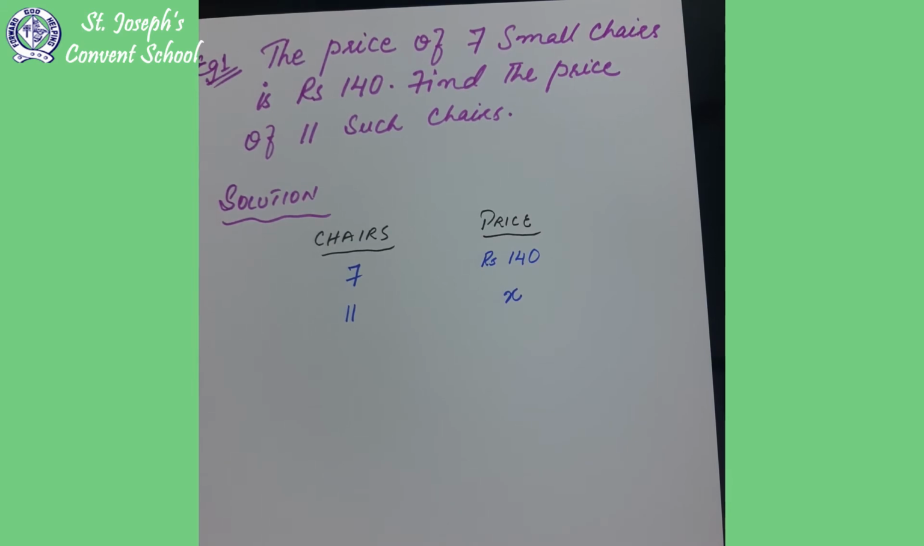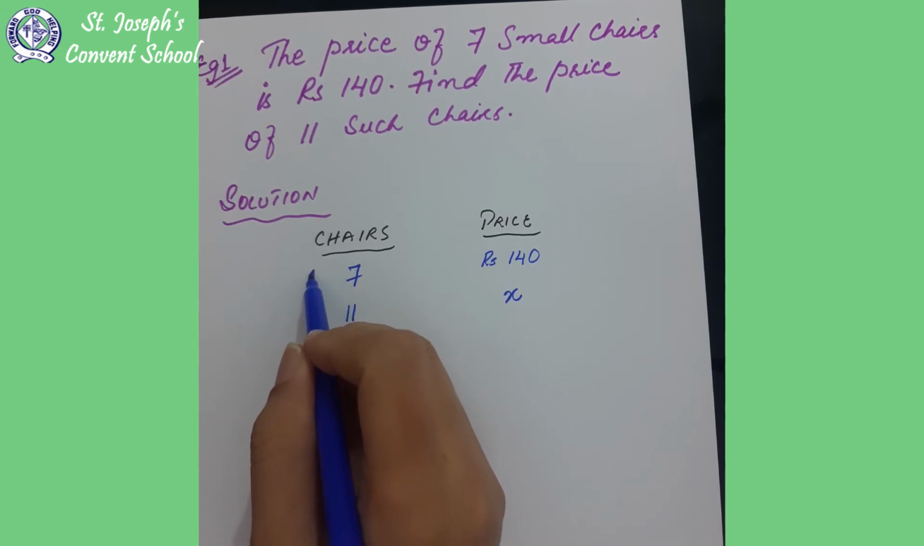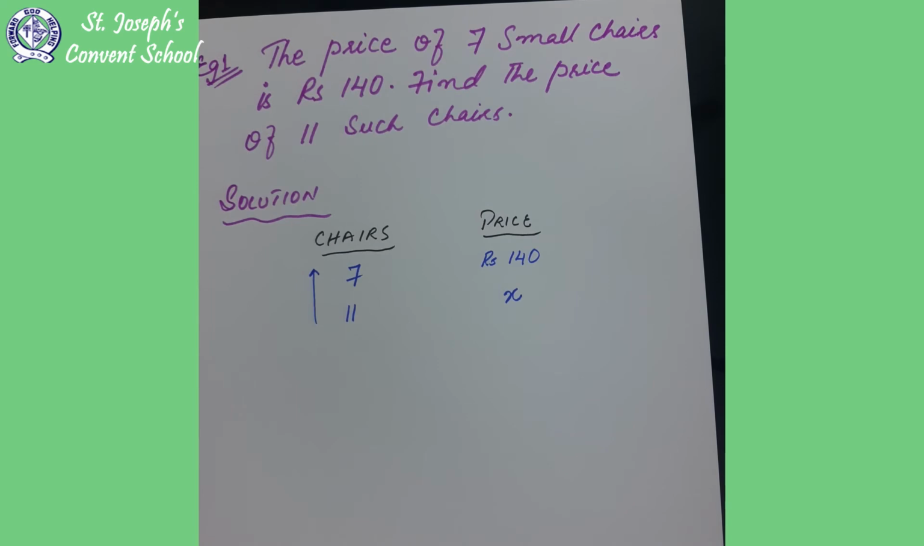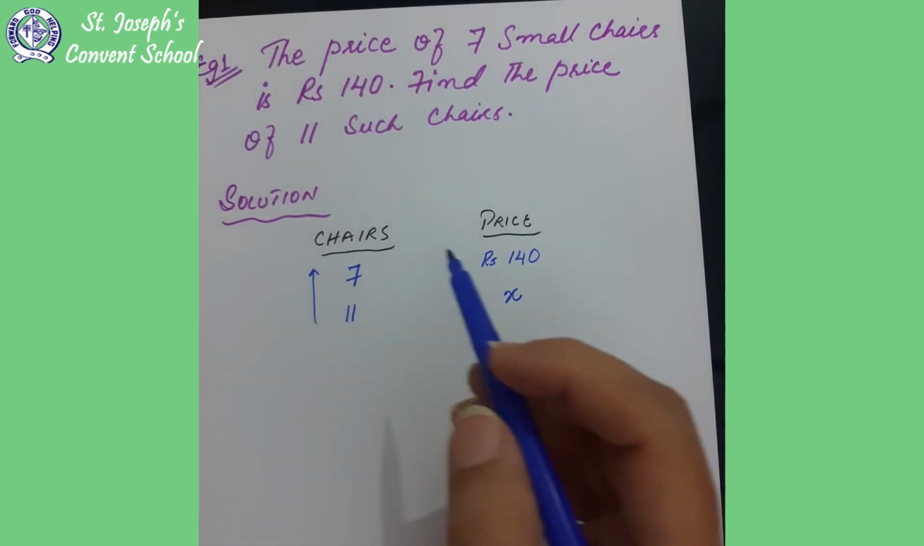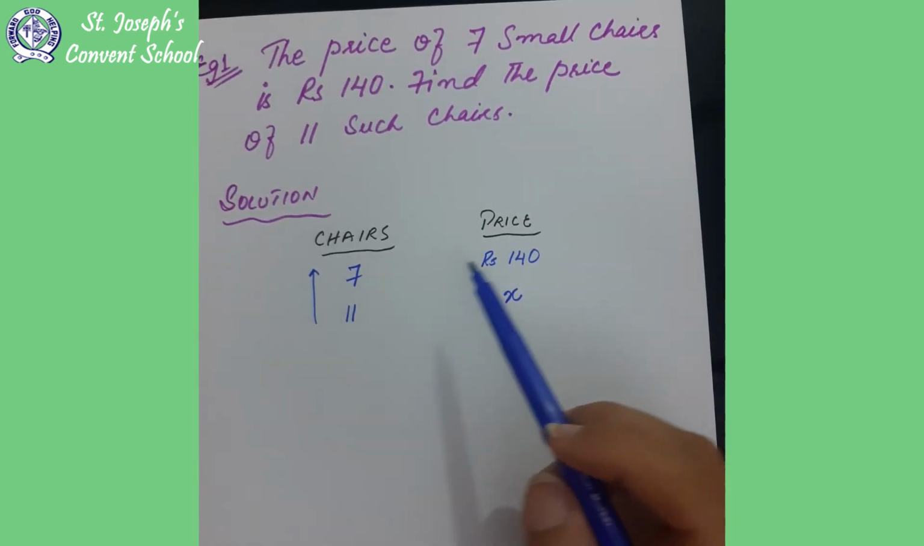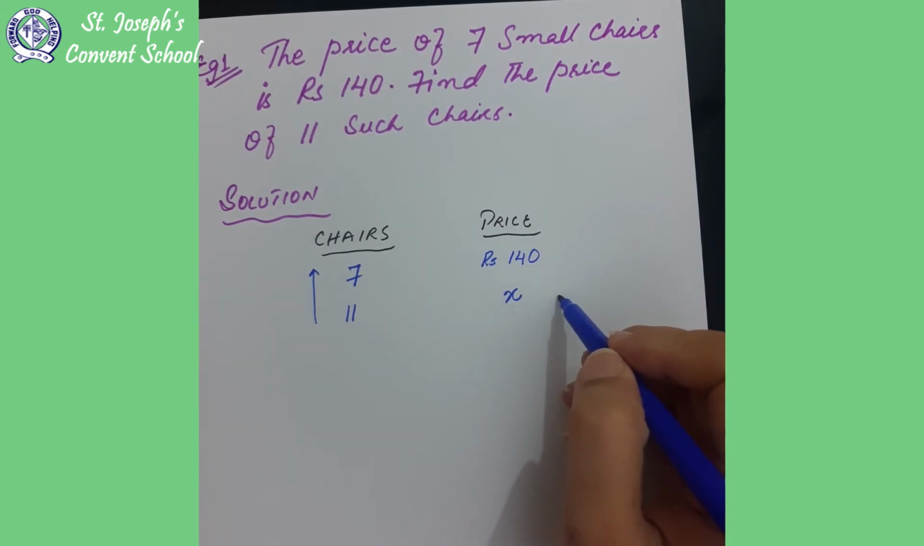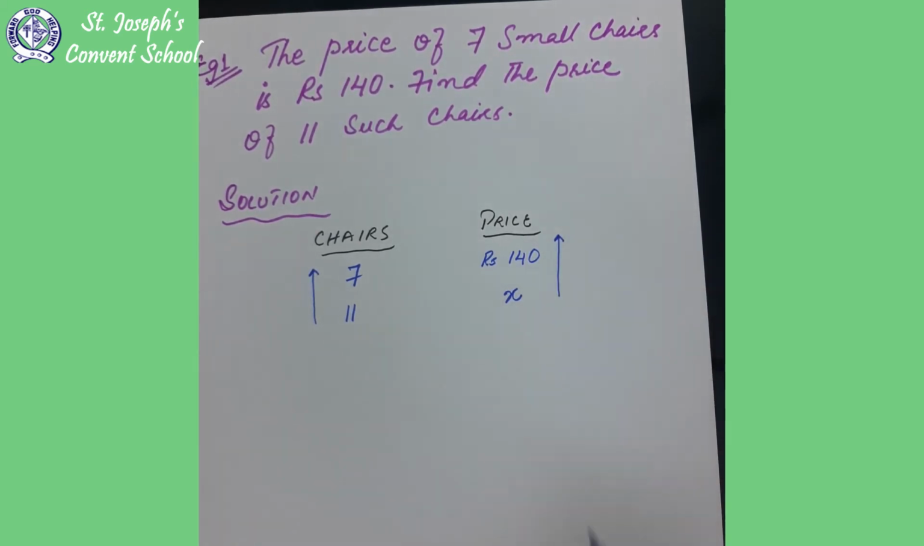Now in this case you can see that there were 7 chairs and here it is increased. 7 is increased and it is now 11. So increase means you will make an arrow in the upward direction. This arrow is for increasing. There were 7 chairs, now there are 11 chairs, so the quantity is increasing. According to direct proportion, if quantity is increasing, price will also increase. 7 chairs are 140 rupees, so 11 chairs will obviously be more than 140. So this will also increase. This is a direct proportion question. Both quantities will increase. If one set of ratio is increasing, the other set will also increase. So you will make the arrow in the upward direction.